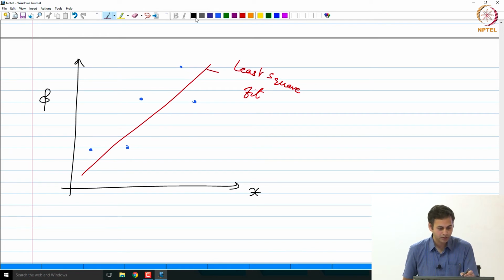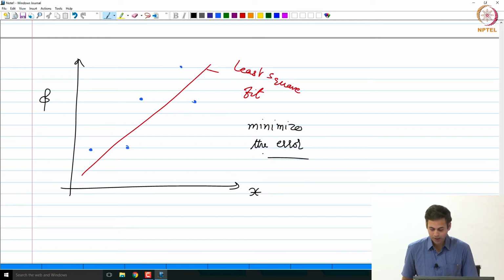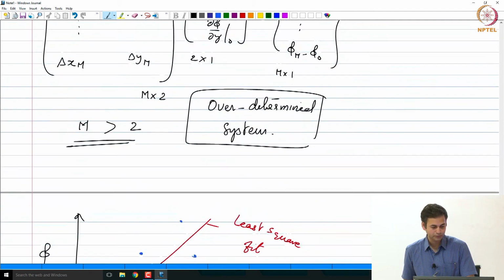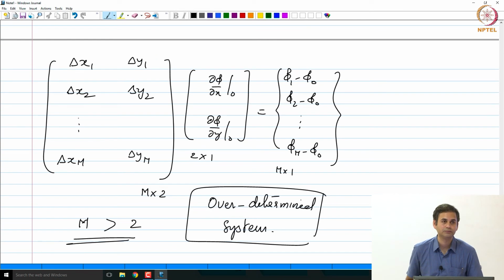So, essentially we are trying to minimize the error, error meaning the error from the line that we intend to fit between the data. Okay, minimize the error. Questions?